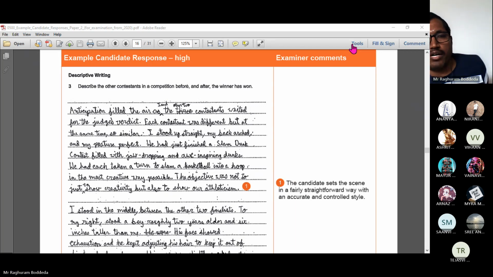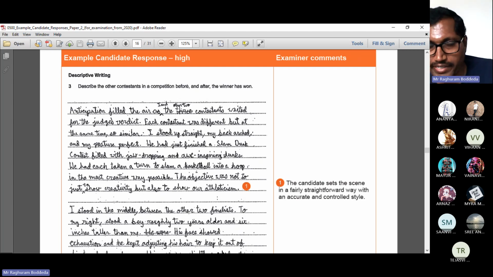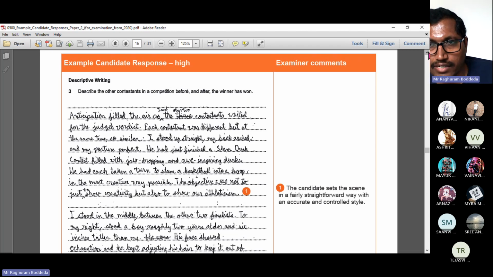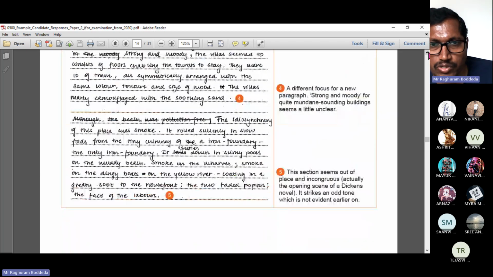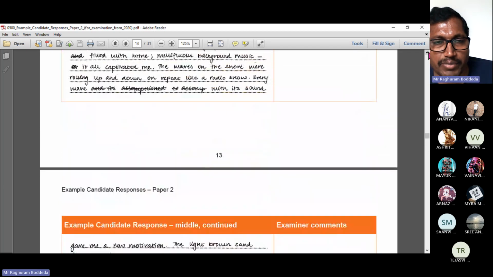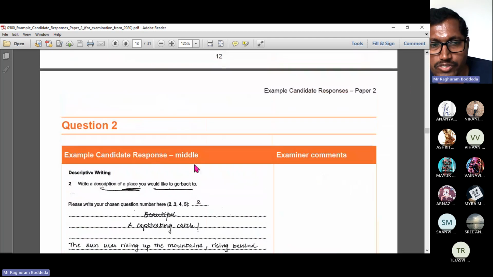Now, with this document we need to look at the parameters, how the examiner is going to evaluate your descriptive writing. This descriptive writing is a high grade and the student scored high. We also have other ranges of scoring. Let me show that one first, and after that we will come to the high one. This is a middle range. The student scored a middle range. The questions might differ, but the methodology is what we need to consider.